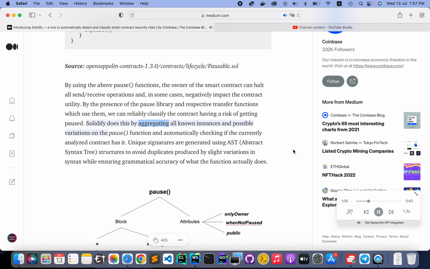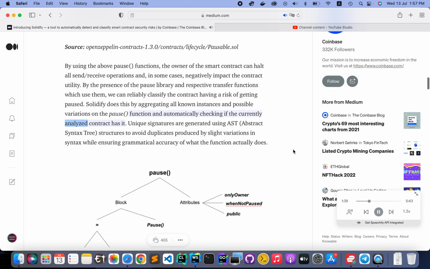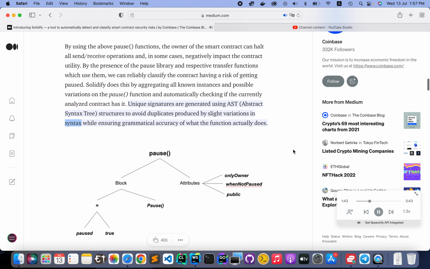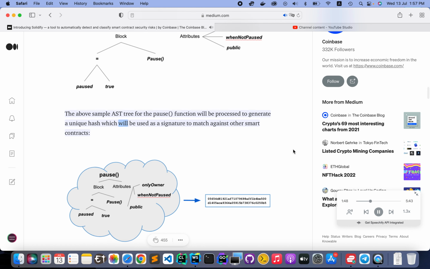Solidify does this by aggregating all known instances and possible variations of the pause function and automatically checking if the currently analyzed contract has it. Unique signatures are generated using AST, abstract syntax tree, structures to avoid duplicates produced by slight variations in syntax while ensuring grammatical accuracy of what the function actually does. The above sample AST tree for the pause function will be processed to generate a unique hash which will be used as a signature to match against other smart contracts.